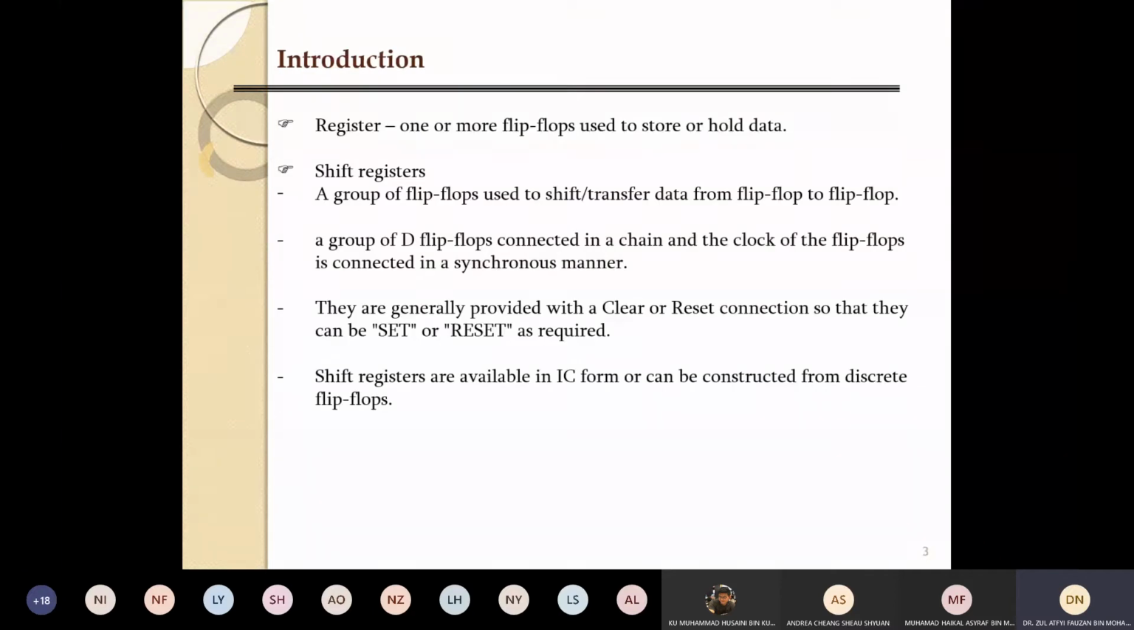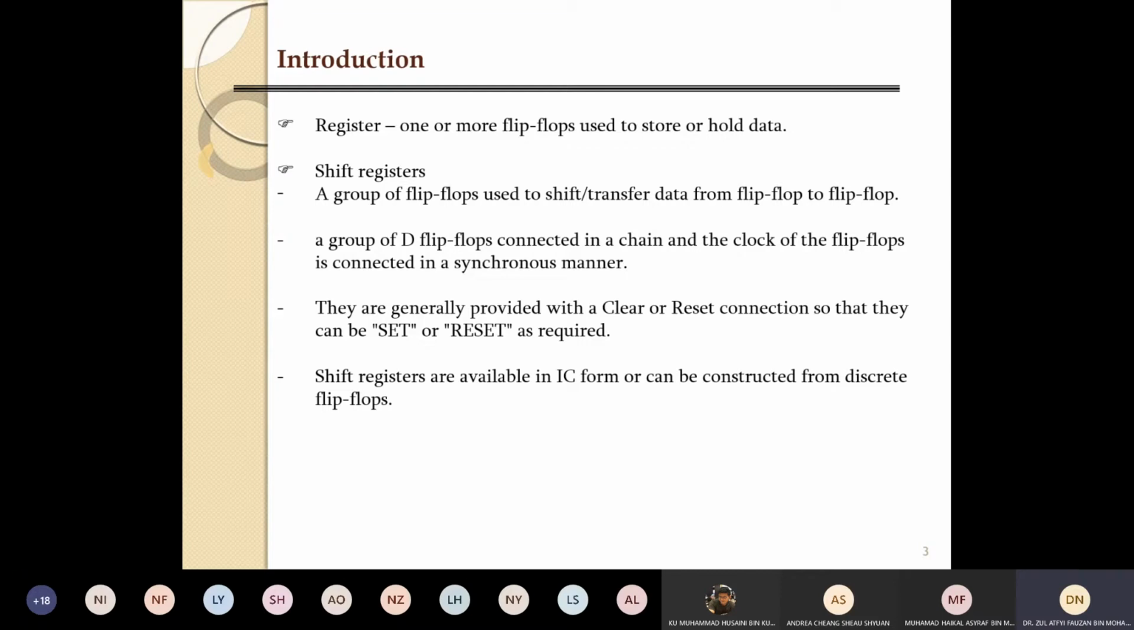Okay, so we go to the first slide for introduction. Register: one or more flip-flops used to store or hold data. So that is the keyword meaning for register. So we know that the basic component to build a register is flip-flops. For shift register, a group of flip-flops is used to shift or transfer data from flip-flop to flip-flop. That's why we call this register a shift register.